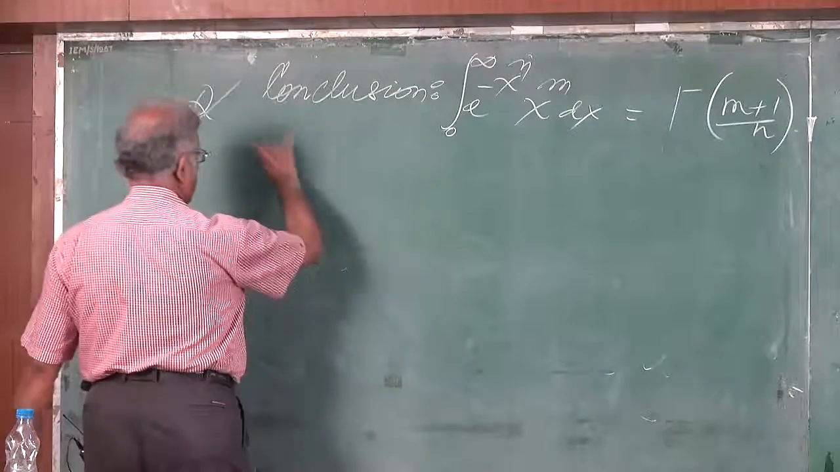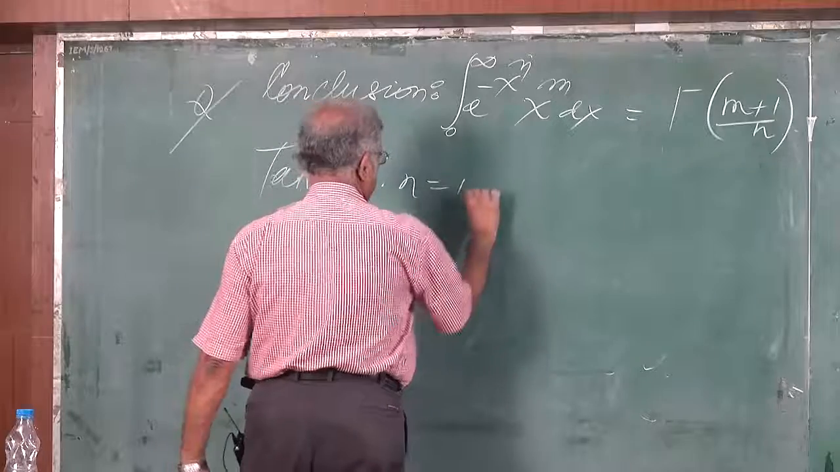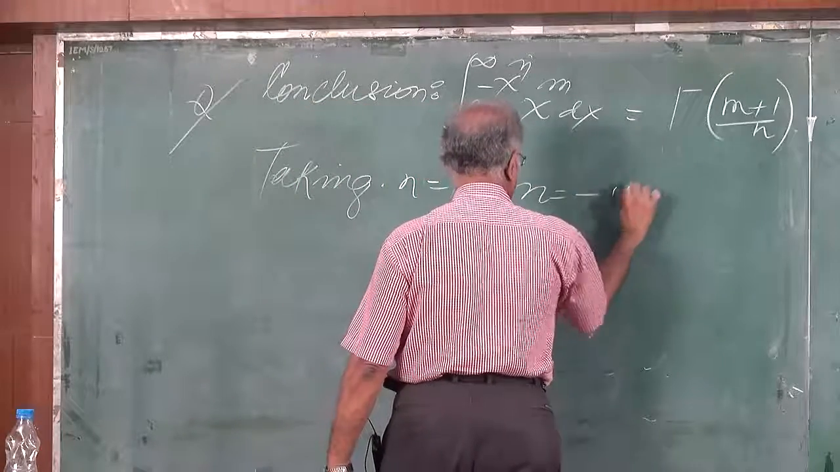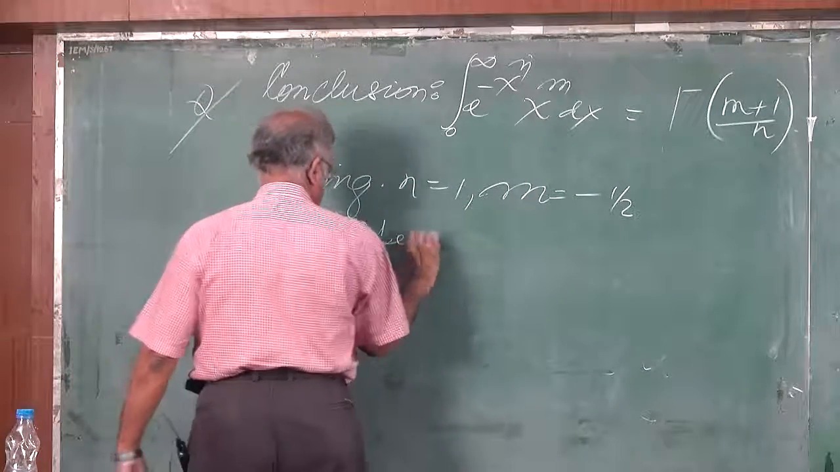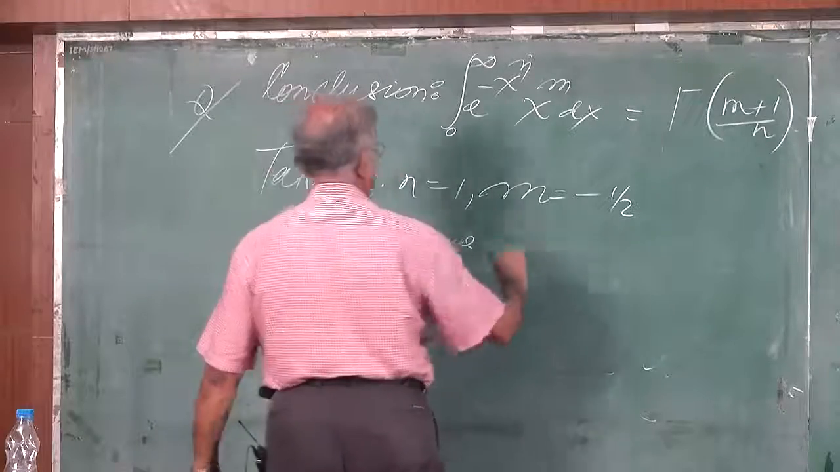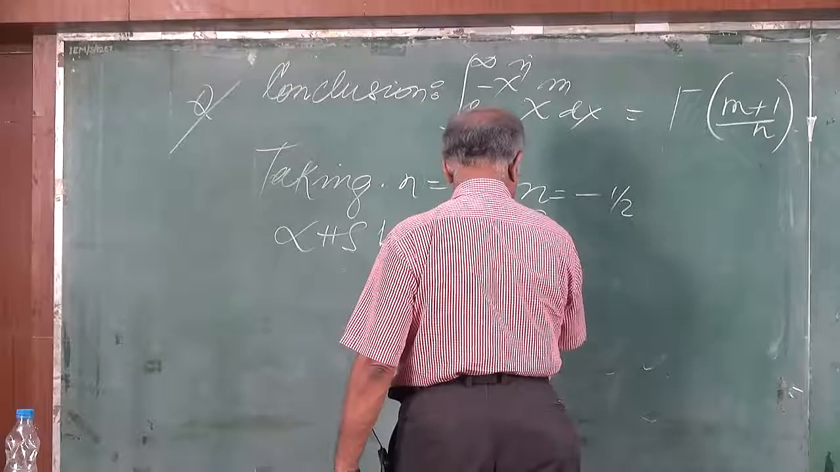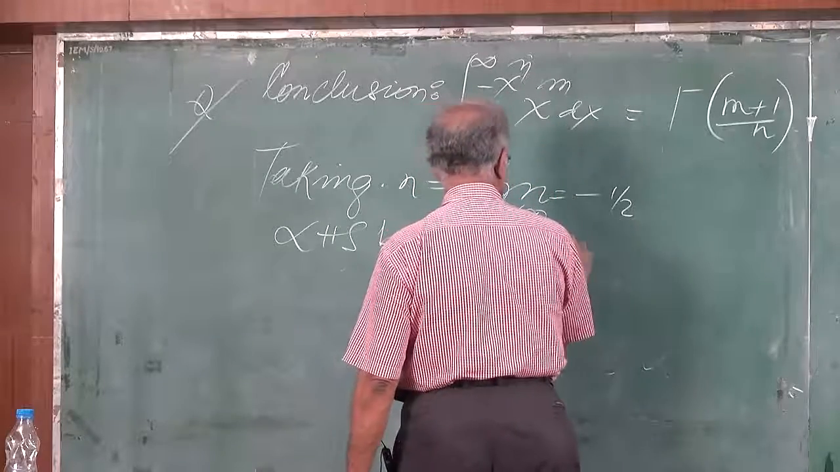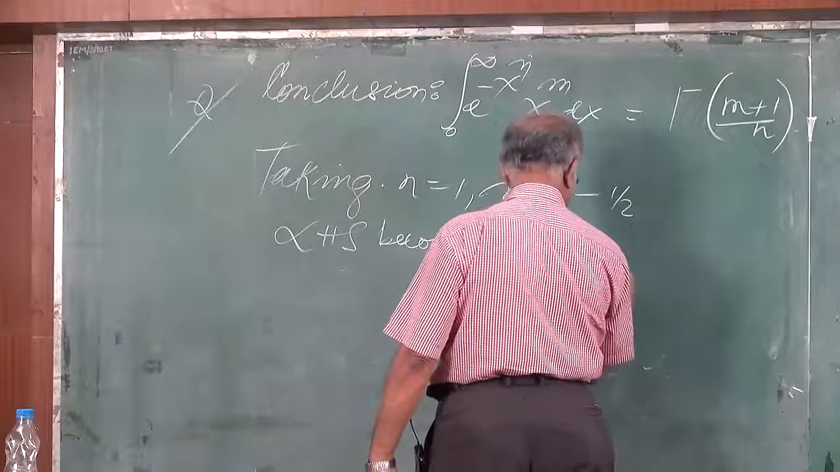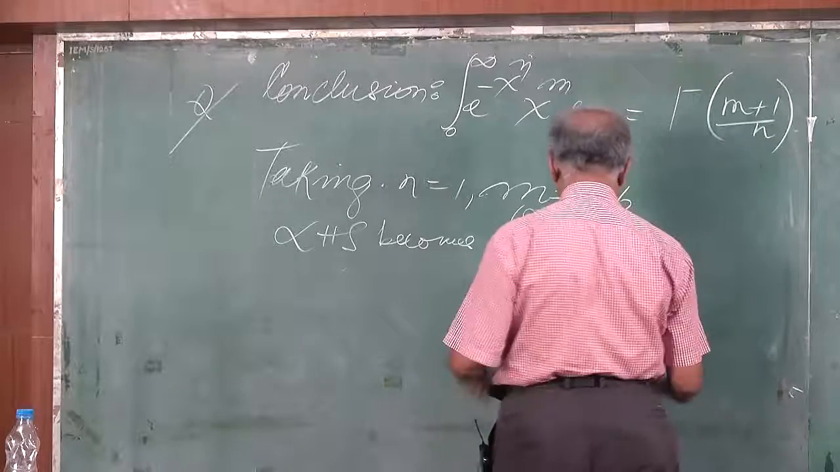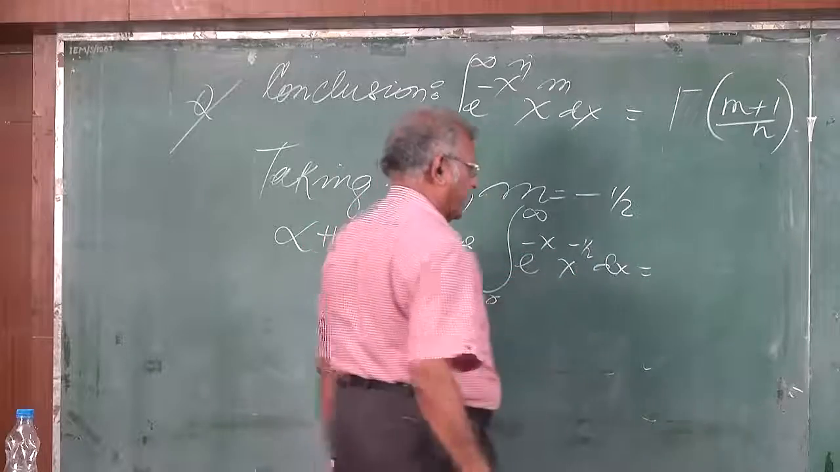Substituting n as 1 and m as minus half, the LHS becomes the integral from 0 to infinity of e to the power of minus x to the power of 1 and x to the power of minus half dx, which is nothing but, since this minus half is half minus 1, gamma half.